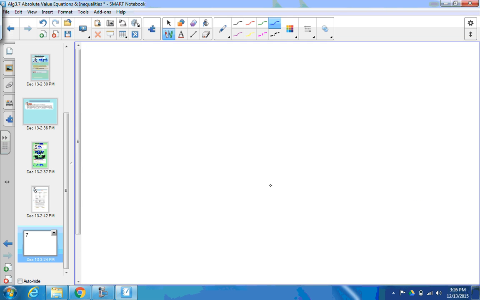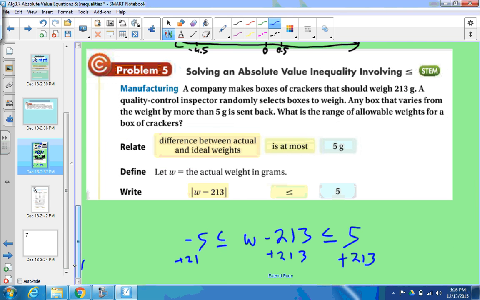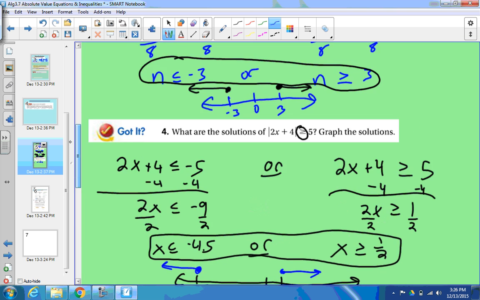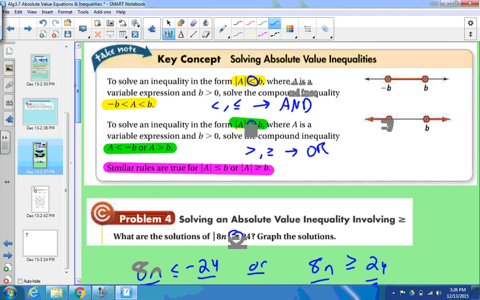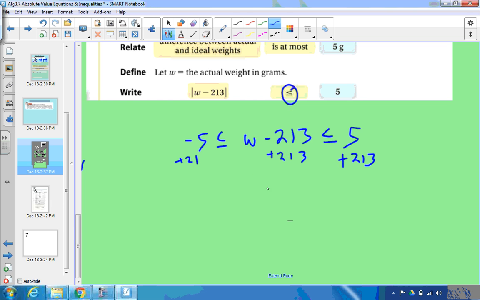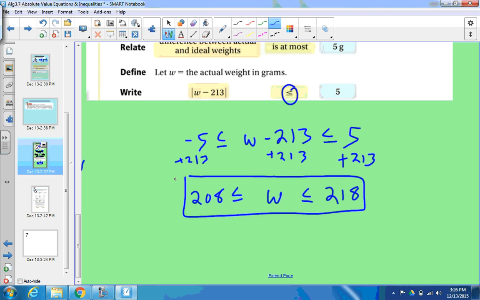again, this is different because of the signs, less than or equal to now. And our rules up here said, if it's less than or equal to, it's going to be an and situation. So we have W in the middle, less than or equal to 218, and this would be, sorry, 208. And that is the inequality. That means that our weights can be anywhere between 208 and 218, and they can include 208 and 218.